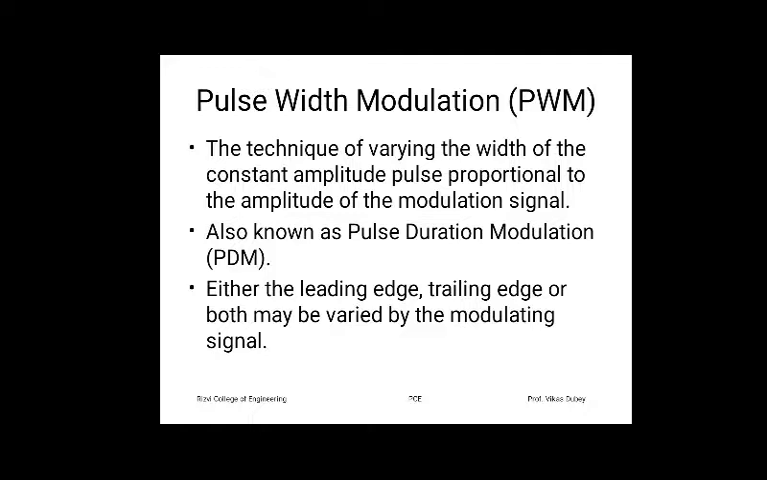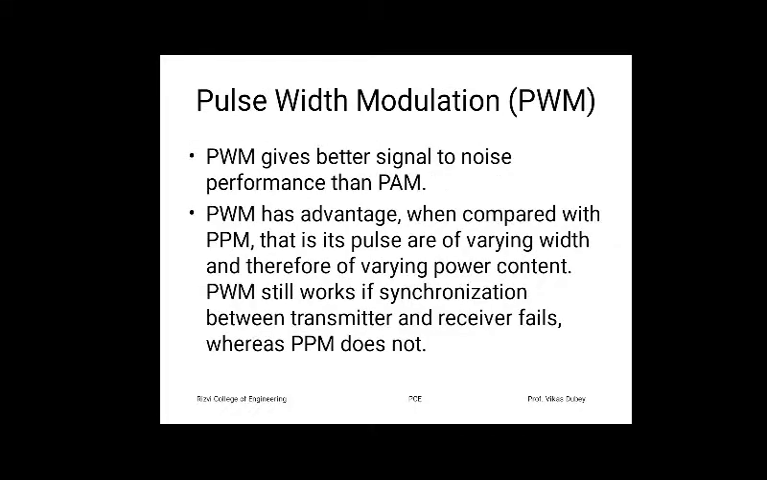Then pulse width modulation: the technique of varying the width of a constant amplitude pulse in proportion to the amplitude of the modulating signal. Here we change the width of the pulses with respect to the amplitude of the modulating signal. It is also known as pulse duration modulation, or PDM. It means the duration changes, obviously, because we change the width, so the on and off time will change. Either the leading edge, the trailing edge, or both may be varied by the modulating signal, whether going up or going down, for positive, negative, or zero.